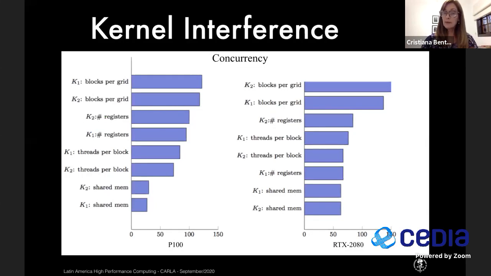What was interesting about these machine learning results is that we can extract the features that matter most for the prediction. For predicting if 2 kernels will run concurrently, there are 2 results here, one for the Pascal architecture P100 and the other for the Turing architecture RTX 2080. We saw that the number of blocks per grid for both kernels is the most important feature to decide if they will run concurrently. The second most important feature is the number of registers of the second kernel. This is because the first kernel enters and picks up all the resources it needs, so the second kernel will run if there are available registers for it.